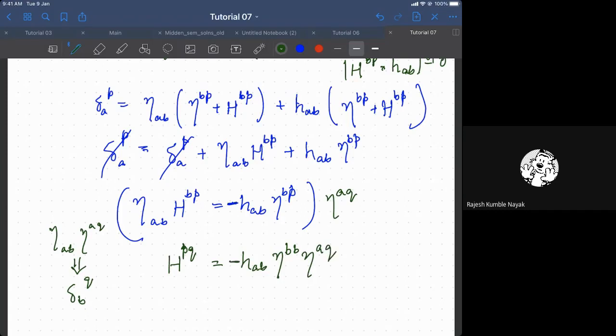So essentially that means we have written the upper g^AB as eta^AB plus H^AB, where H^AB is symbolically given by minus h_AB into eta^BP and eta^AQ. Okay, so this is what it means.